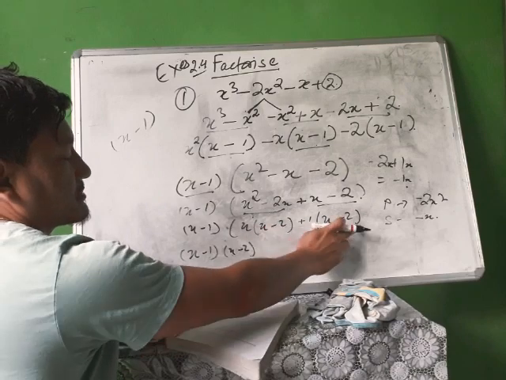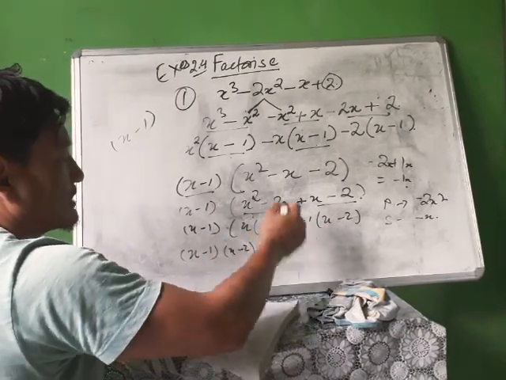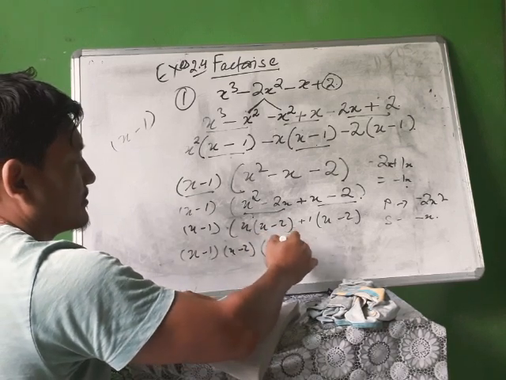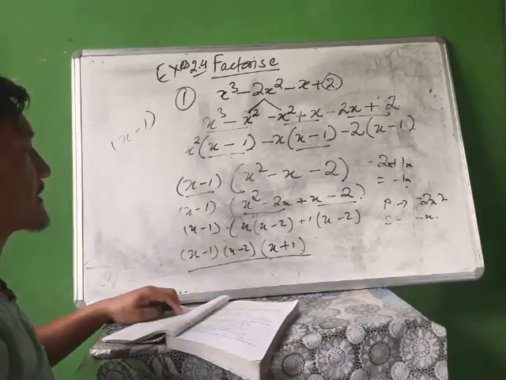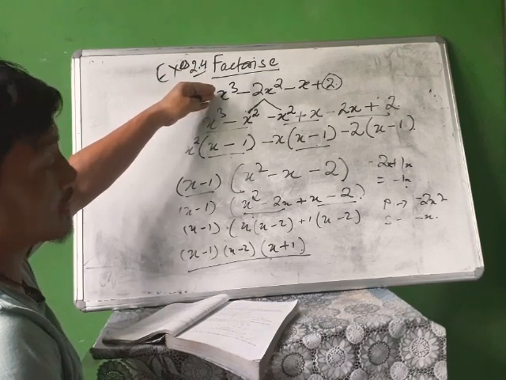Okay, so x minus 2 and x minus 2. So we just take the common of x minus 2. So what is the remaining? The remaining factor is x plus 1. So in this way, this is how the factorization is done for the cubic polynomial.